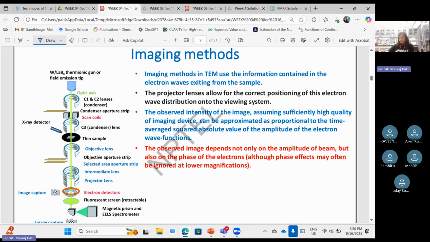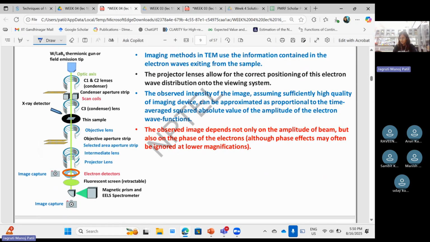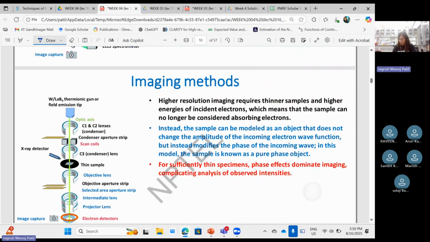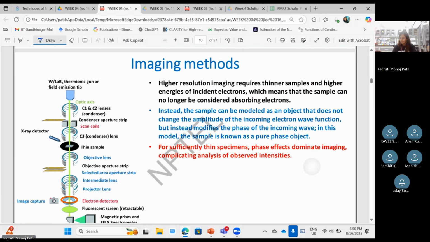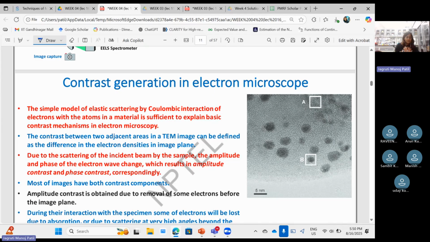Then you have imaging methods for TEM. We have already looked at it, how the beam goes through and you have different detectors for it. There are different imaging methods also. There's something called contrast generation. So why does contrast happen? When your sample interacts with your specimen, you get a contrast. From where does that contrast come into play?